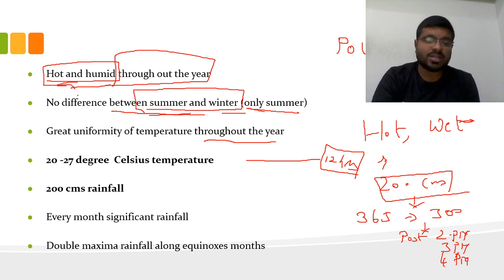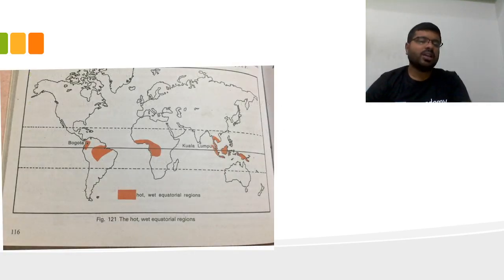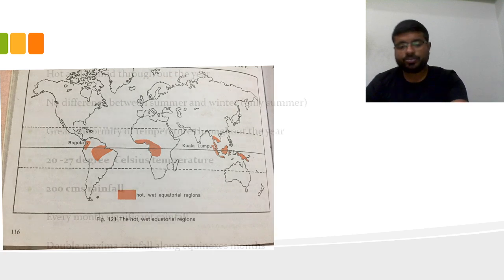But within these months, there will be 2 months with double maxima rainfall. Why is there double maxima rainfall here? What is the meaning of that?